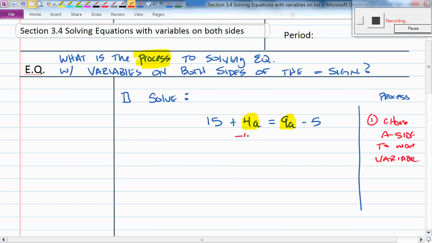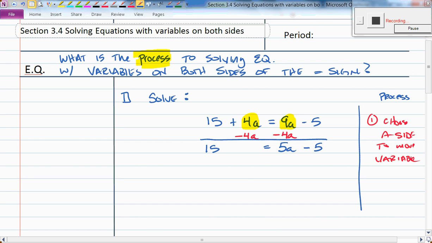You want to move the 4 over? So we're going to subtract 4a here. We're going to subtract 4a there. And here's what that does for us. It gives us 15. What's 4a minus 4a? 0. That's so nice, right? What's 9a minus 4a? 5a, and then, of course, I have a minus 5. So notice now, all of my variables are on one side of the equation. You guys with me on that part? Yes, good. Okay, great. What's the next step that you want to do?